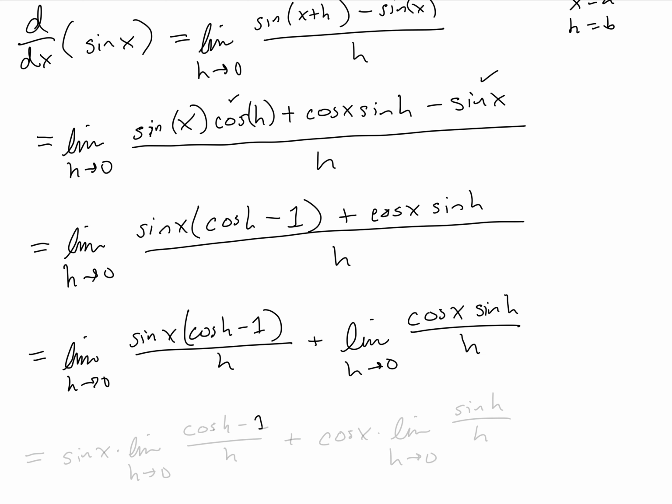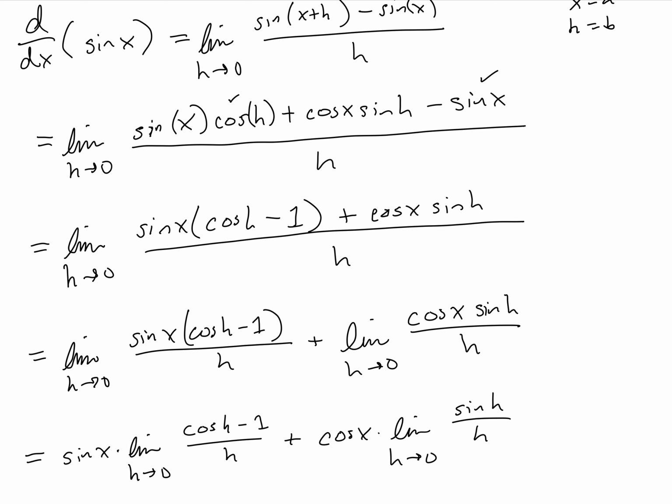Okay, so observe that sine of x does not have an h in it, so it is constant with respect to the limit. So this is equal to sine of x times the limit as h goes to 0 of cosine of h minus 1 over h. And similarly, cosine of x is constant with respect to h, so cosine of x times the limit as h goes to 0 of sine of h divided by h.